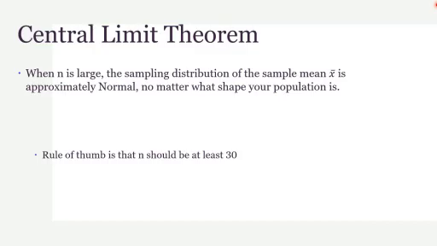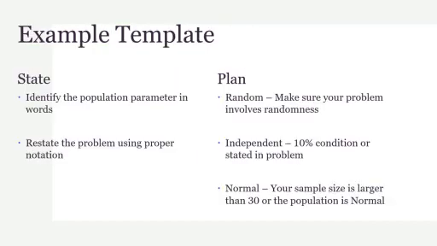So the independent, random, and normal, this is where we're going to be using it. Again, your example for your template, this is the same as what we've talked about before. So state: you're going to identify the population parameters in words, state what the variable represents, restate the problem and any other proper notation and information needed. Again, in this state part, I shouldn't have to read the problem to get the information. The state part should have all the information I need to continue.